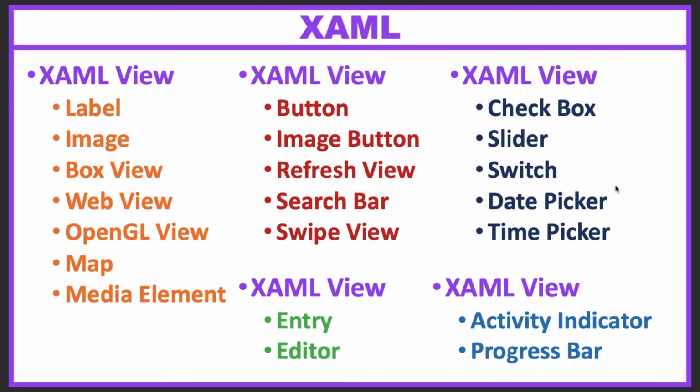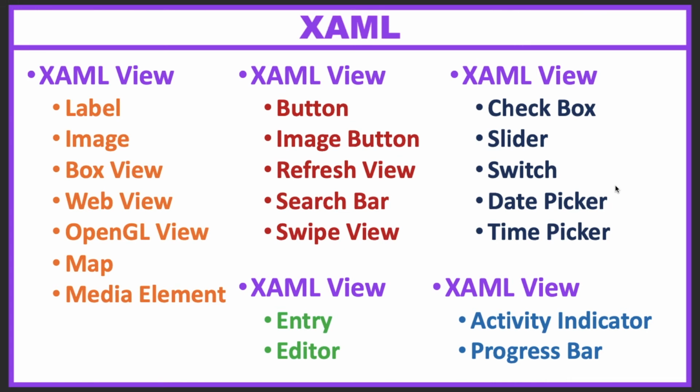And checkboxes, slider, switch, date picker, time picker. These are all used to get some information by displaying something to the user. In case of checkboxes, if you want to select more than one option, we will use checkbox. Next one, entry and editor. It is used to get information from the user. The user will type the values, for example username and password. At that time, we will make use of entry or editor.